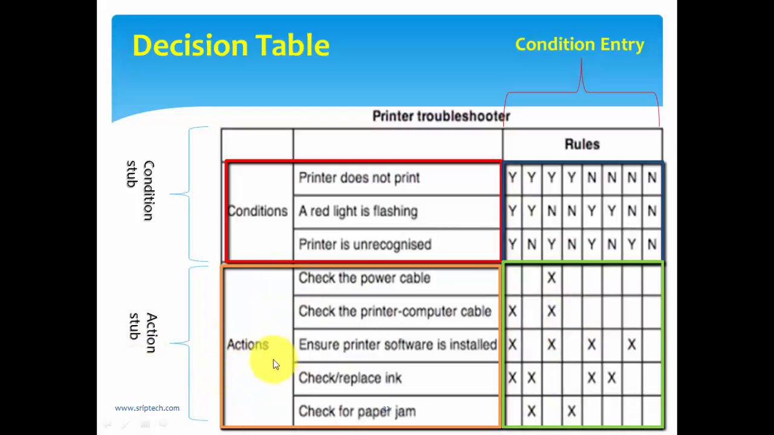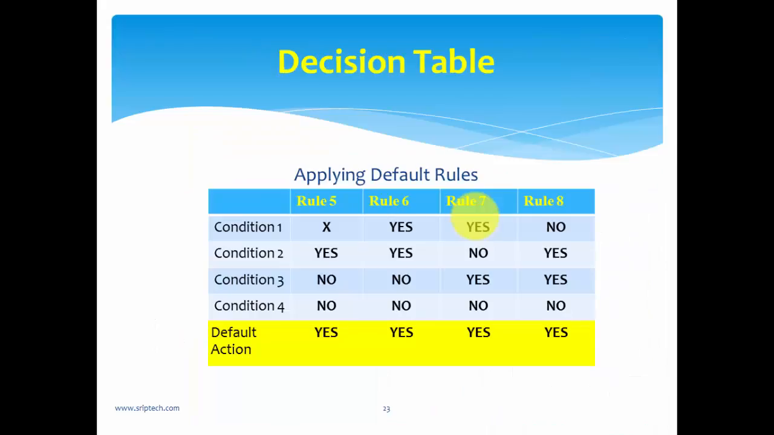So all the actions are put in the action stub, all the conditions are put in the condition stub, and all the rules are marked in the condition entry. So these are the 4 quadrants we have in a decision table. Like this you can have any number of conditions and any number of actions, and the representation of that becomes very simple using a decision table.